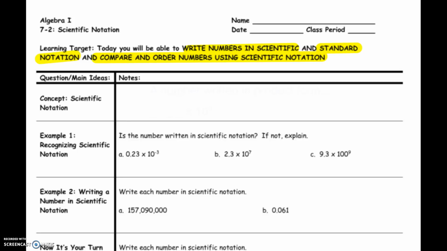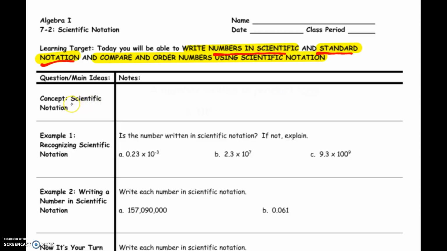The learning target for today is for you to be able to write numbers in scientific notation, which is a notation I'll show you in just a second, and then to be able to go back and forth between scientific and the normal way you write numbers, or it's also known as standard notation. And then you'll take this new skill and compare and order numbers in scientific notation.